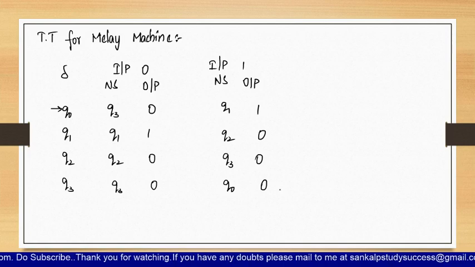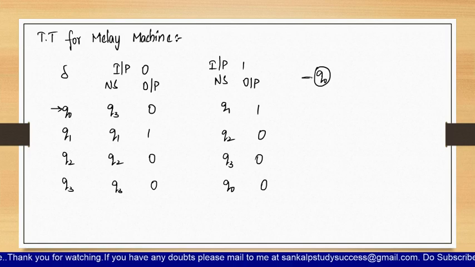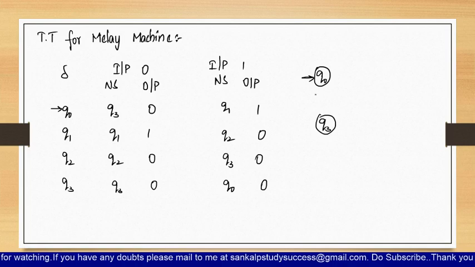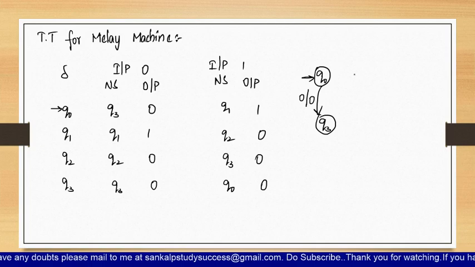Now we have to draw the transition diagram for this table. That means we have 4 states. Q0 is the initial state. By applying 0 to Q0, it goes to Q3. Let us draw it here. By applying 0, it goes to Q3, and the output is also 0 here. Now, by applying 1, it goes to Q1.